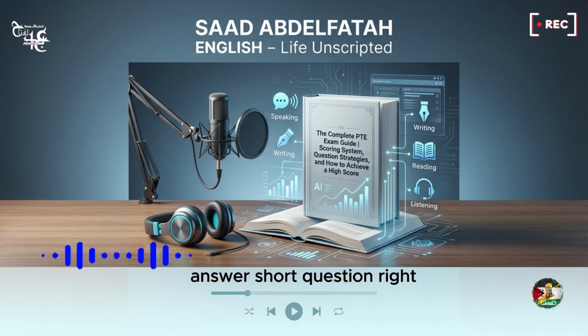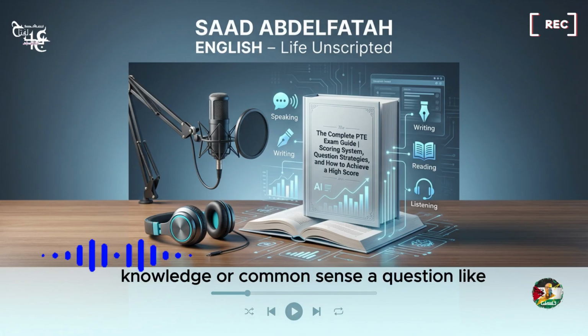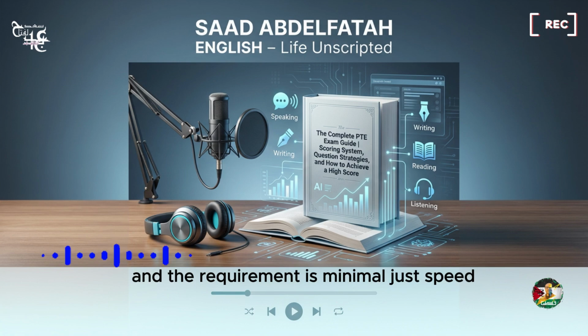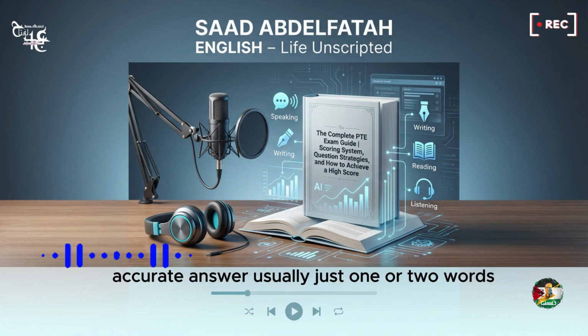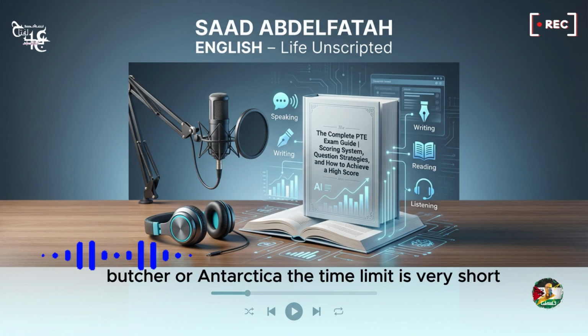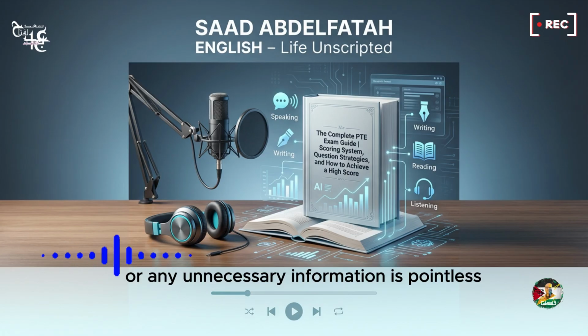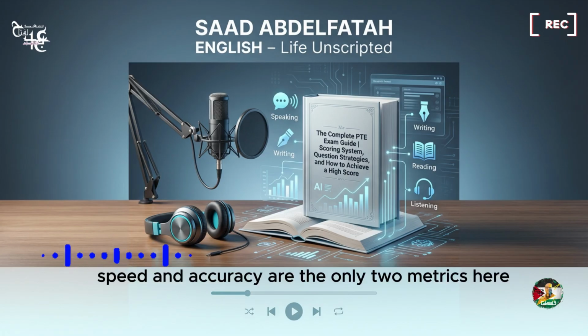Answer short question. Right. 10 to 12 of these. It's general knowledge or common sense. A question like, what do we call the person who sells meat? And the requirement is minimal. Just speed and clarity. You need a very short, accurate answer, usually just 1 or 2 words. Butcher or Antarctica. The time limit is very short, and any hesitation or any unnecessary information is pointless. Speed and accuracy are the only 2 metrics here.